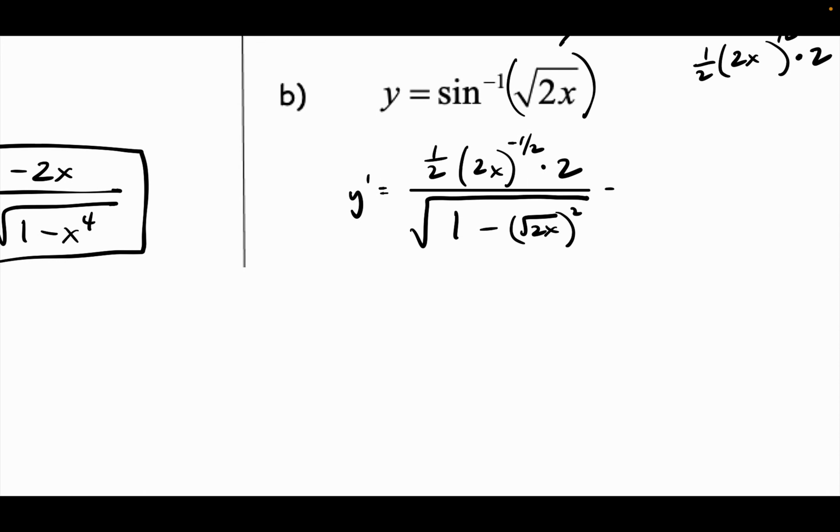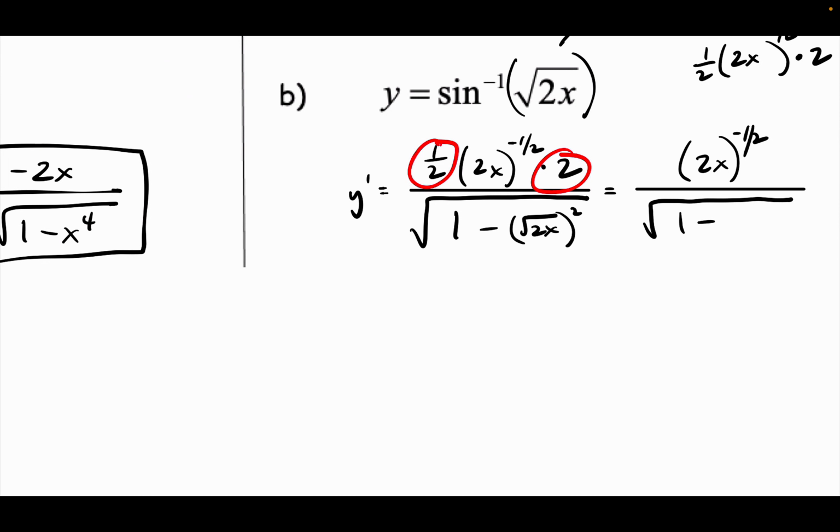Okay, now I'm going to simplify the top. So when I simplify the top, 1/2 times 2, just 1. So I get 2x to the negative 1/2. The bottom, I can simplify a little bit too. 1 minus square root of 2x squared. Well, the square root of 2x squared is just 2x. Anytime you square a square root, it just goes away.